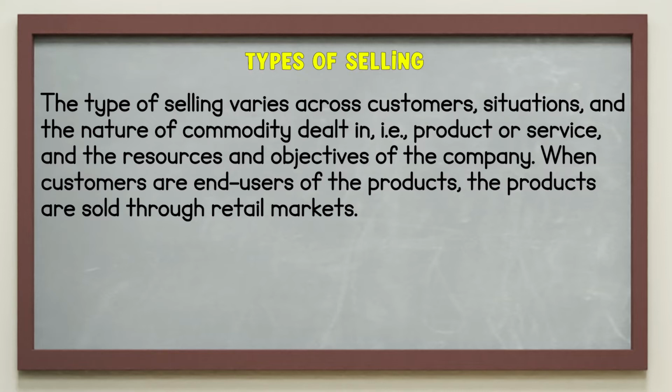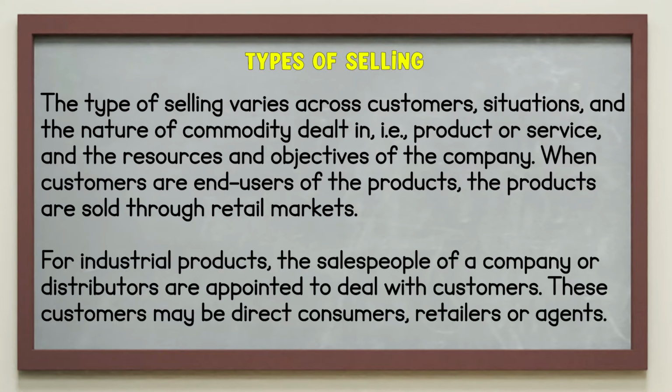When customers are end users, the products are sold through retail markets. For industrial products, the salespeople of a company or distributors are appointed to deal with customers. These customers may be direct customers, retailers, or agents.